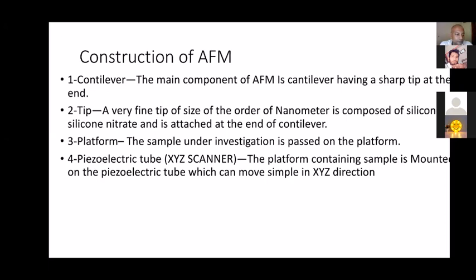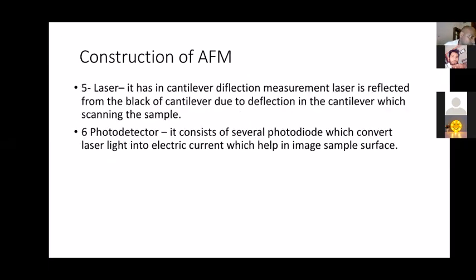The sample is placed on the platform, which is mounted on the piezoelectric tube, which can move the sample in XYZ direction. Laser. It helps in cantilever deflection measurement. Laser is reflected from the back of the cantilever due to deflection in the cantilever, which occurs while scanning the sample. Photodetector. It consists of several photodiodes which convert laser light into electric current, which helps in imaging the sample surface.